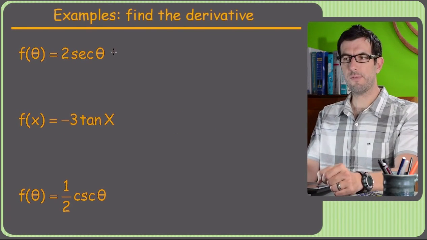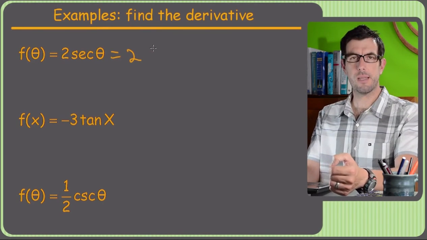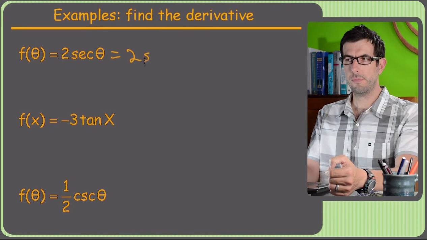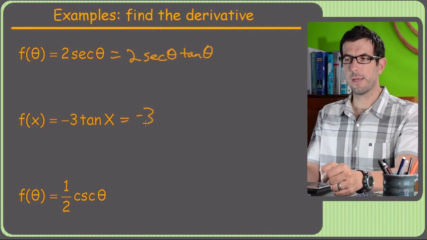All right, so find the derivative. Once again, just leave the 2 out front. And then what's the derivative of secant? I believe it's secant theta tan theta. All right, that was pretty easy. Negative 3, what's the derivative of tangent?